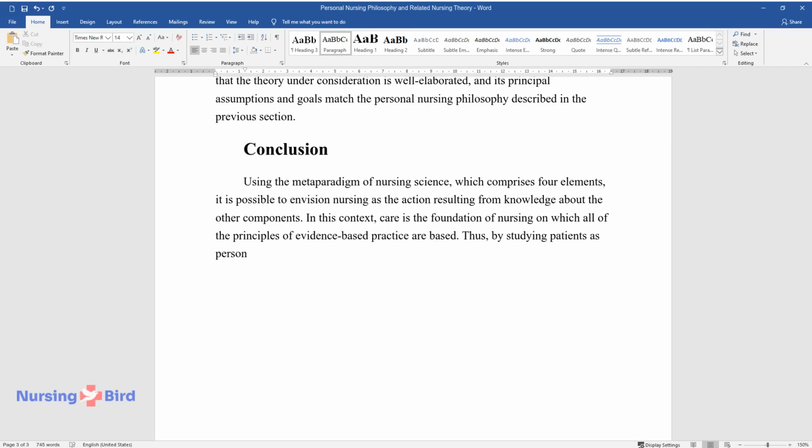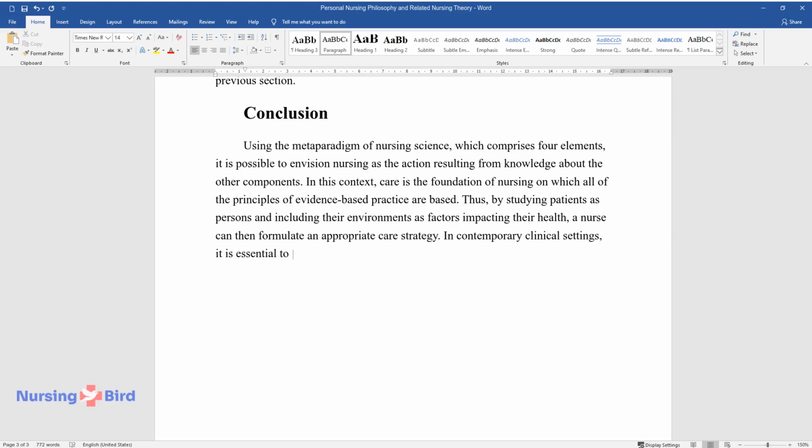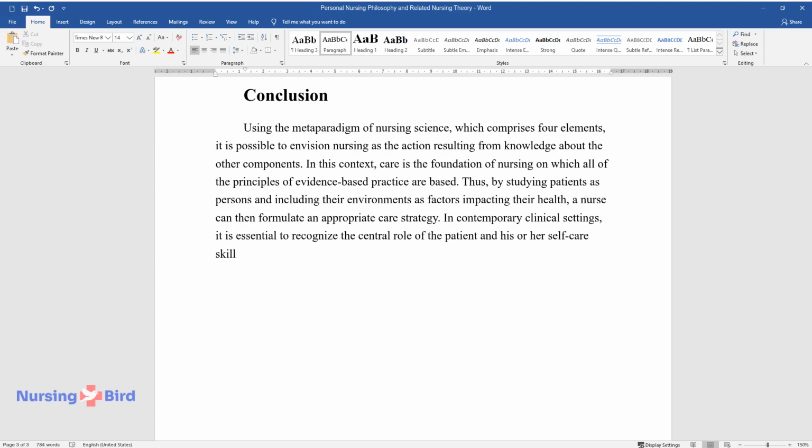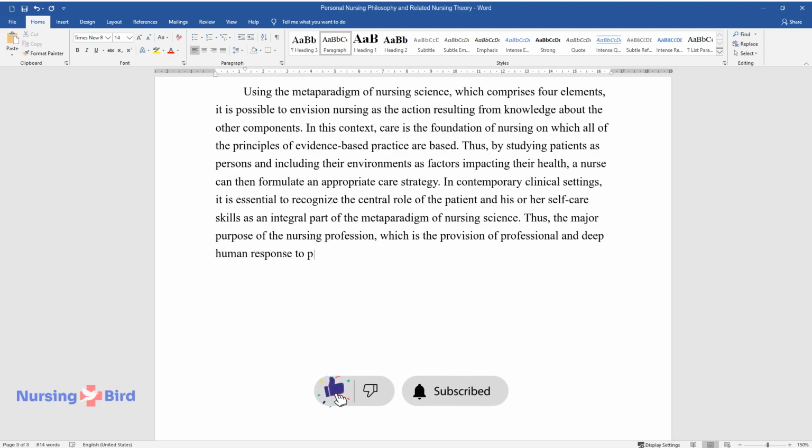Thus, by studying patients as persons and including their environments as factors impacting their health, a nurse can then formulate an appropriate care strategy. In contemporary clinical settings, it is essential to recognize the central role of the patient and his or her self-care skills as an integral part of the metaparadigm of nursing science. Thus, the major purpose of the nursing profession, which is the provision of professional and deep human response to patients in times of illness, will be achieved.